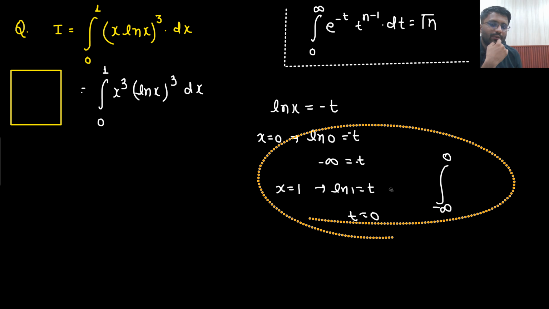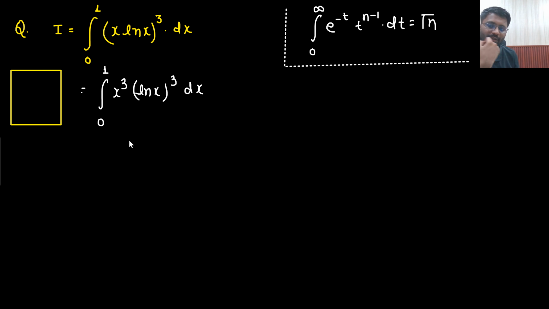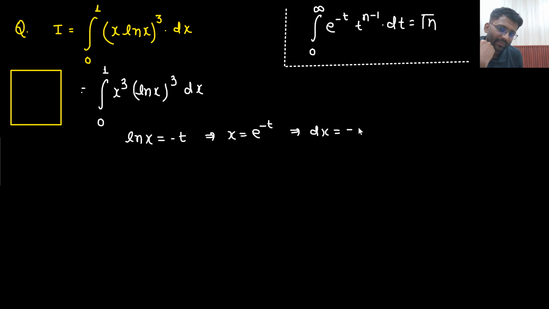Are you able to understand this point? So I will assume ln x equals minus t. From here you will see that x comes out to be e to the power minus t. So from here, dx will be nothing but minus e to the power minus t dt. Right? And what about the limit? If x is 0, then t will tend to infinity. And if x is 1, then t will tend to 0.